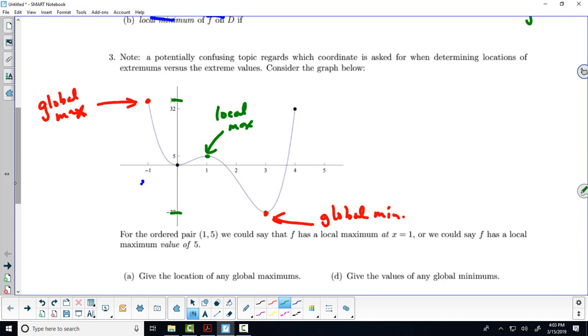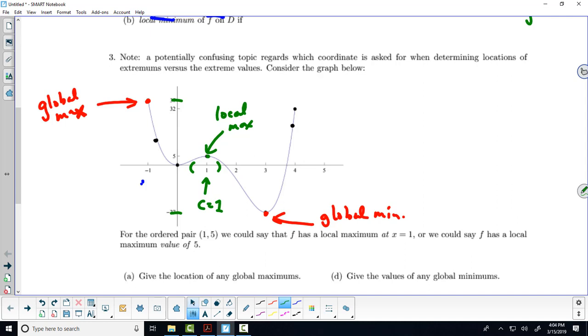Okay? How does this meet the definition? Well, first of all, notice that there are plenty of points, for instance this ordered pair right here, or this point over here, where the y values are greater than the y value at what we're calling our local max. But I can put an interval around the x value c. Here c in this case would be 1. And around c I can put an open interval, and notice what happens there.